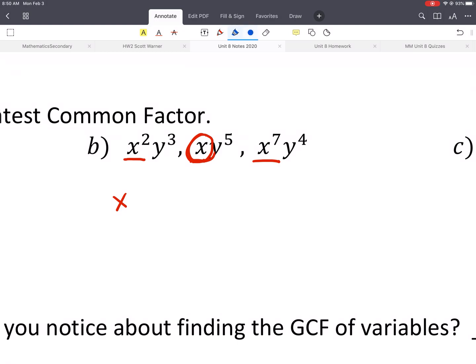And then we'll look at the y's. We have y to the 3rd, y to the 5th, and y to the 4th. So what's the most amount of y's we can take out from each term? We could take 1, but that wouldn't be the greatest common factor. 2, same. 3, okay, we have y to the 3. We can take y to the 3 from every term. Could we take more than that? Could we take y to the 4th? We can't, because the first term only has y to the 3rd. There's only 3 y's. So you can't take out 4. There's not enough. So that would be the greatest common factor.